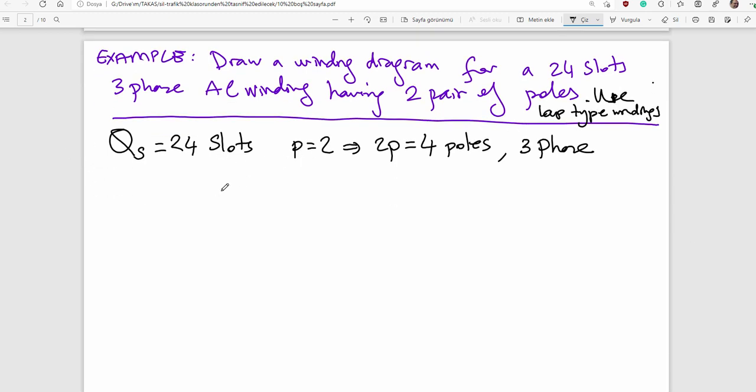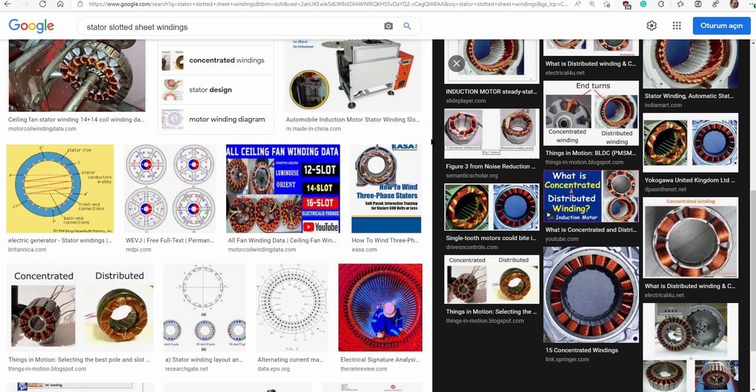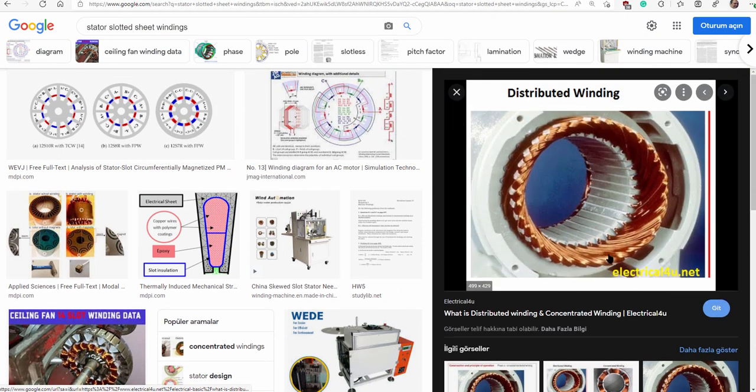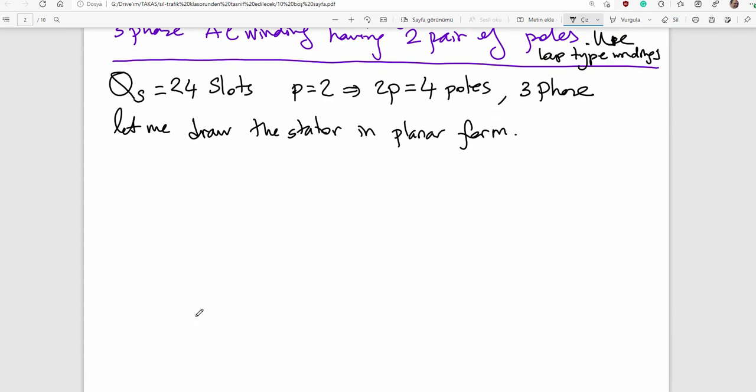24 slots. Our machine has slotted construction. Here you see some slots. It is a circular machine. The stator is circular, but let me draw the stator in planar form.